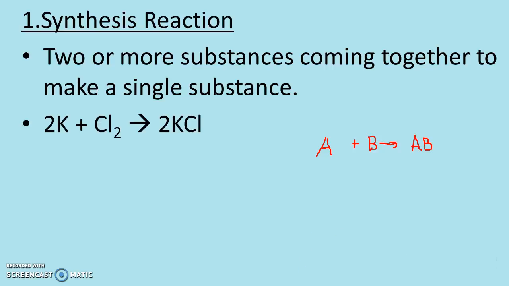And here's some examples that are actually chemical equations. So we have potassium reacting with chlorine to make a compound. So single things, single elements, combining to make a compound. A plus B gives us AB. Okay.